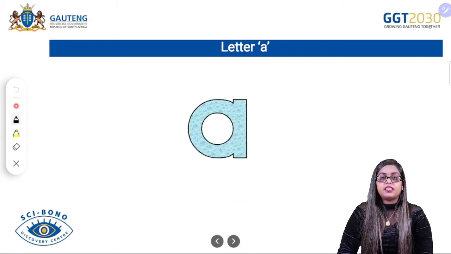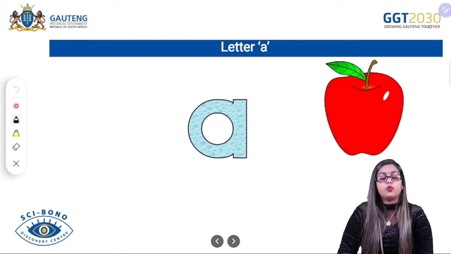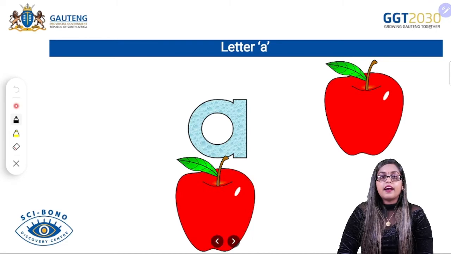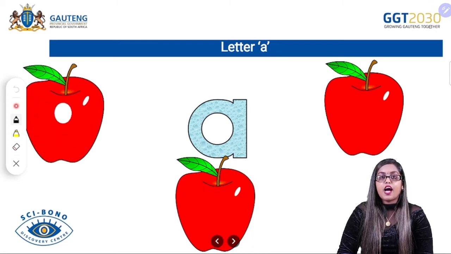Now let's look at some words with pictures. Let's look at the first letter A, and let's look at the picture that's going with it. The first picture is going to be apple. A for apple. A, apple. I'm sure you all love eating yummy apples.